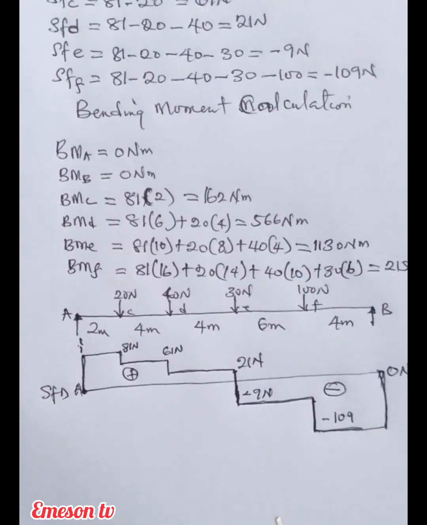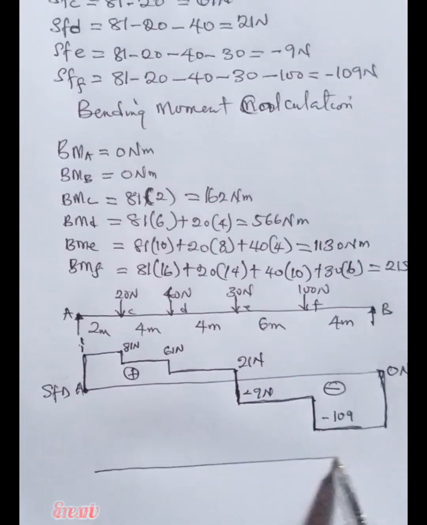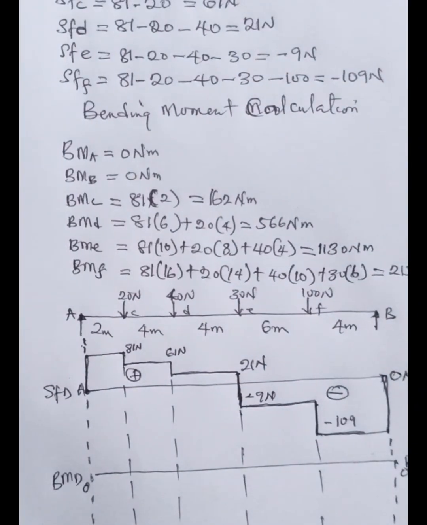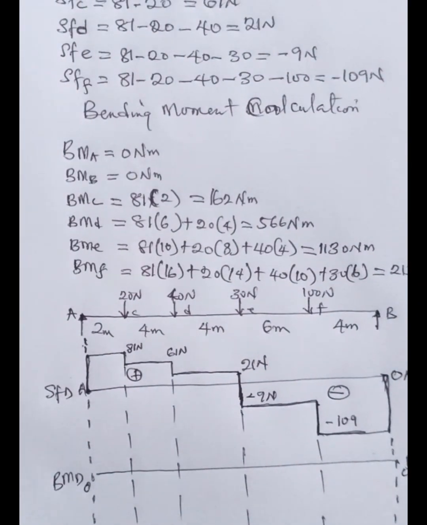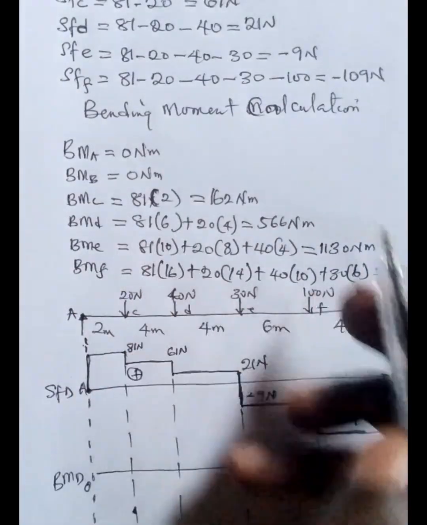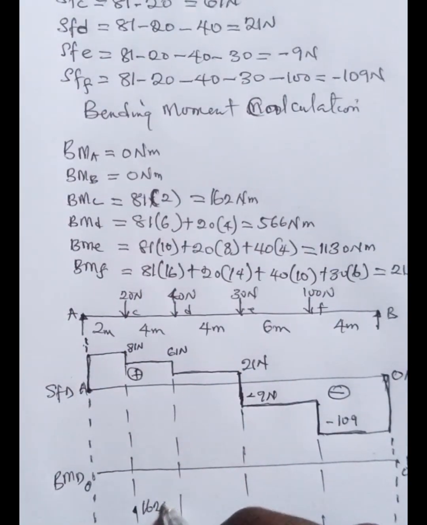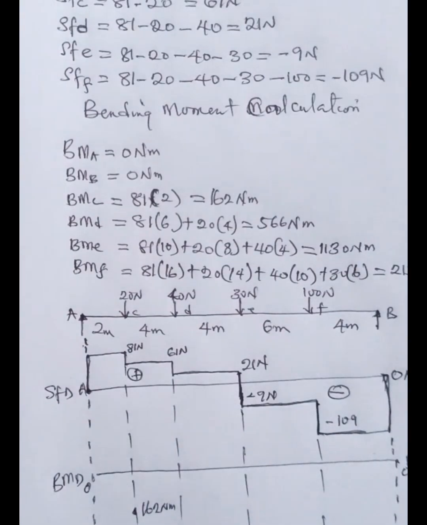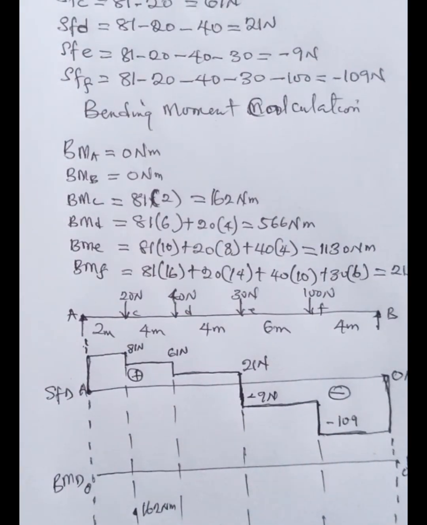So let's also draw the bending moment diagram. Let's take a horizontal line. For the next point, which is point C, the bending moment there is 81, and it's increasing. So the bending moment at point C is 162 Newton meter. The bending moment at the next point, point D, is 566 Newton meter, increasing.